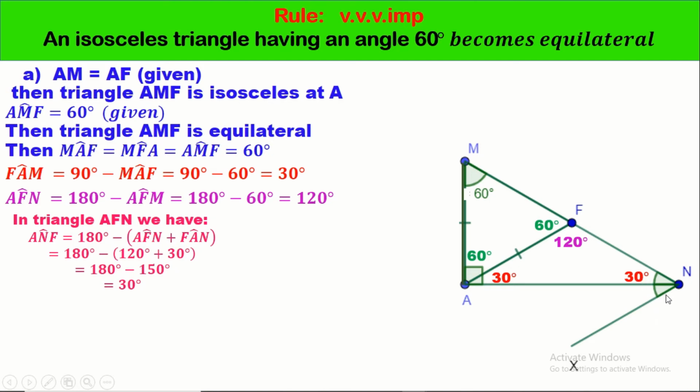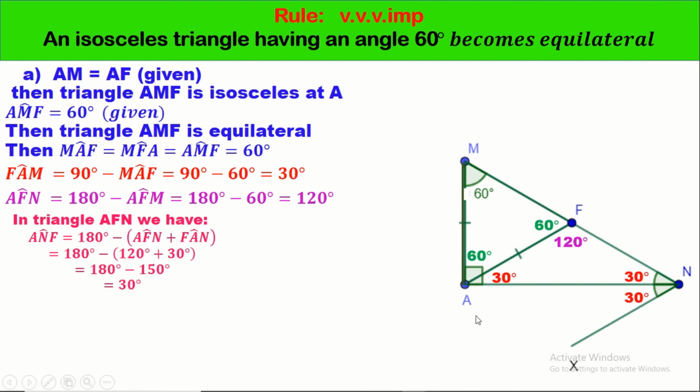But as you see here, we have a coded property. We can say that the angles FNA and ANX are equal to each other as coded property. Then we can deduce that this angle is also 30 degrees.